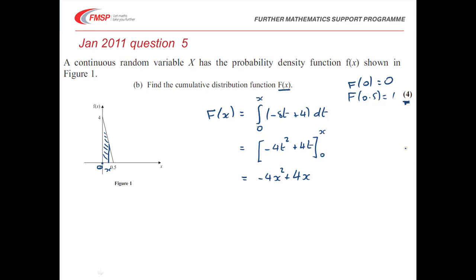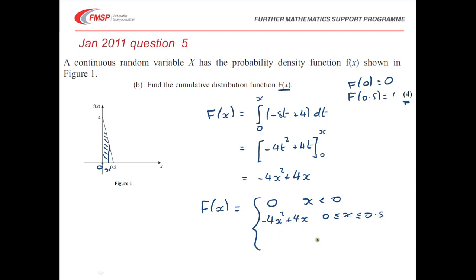Because again, like with a PDF, we need to ensure that we are fully defining this. So F of x is equal to, now it's equal to 3 things. It's equal to 0 if you are below your smallest value, and that's because you haven't added any probability in yet. It's equal to minus 4x squared plus 4x if we are in the support.